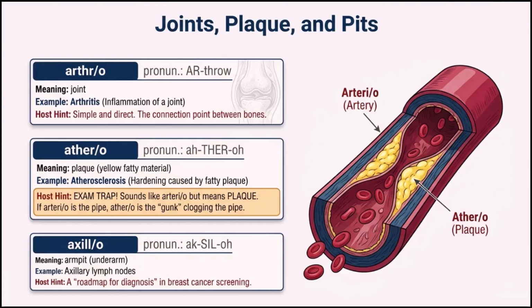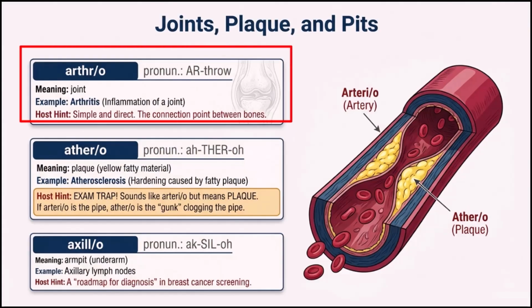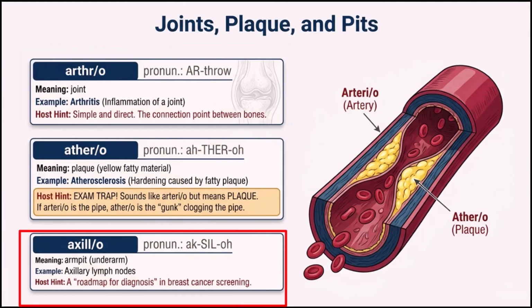Okay, shifting gears, arthro. Arthro, and that means joint. Which gives us arthritis, inflammation of a joint. Simple as that. And to round out the A list, a location. Axillo. This is the medical term for the armpit, the underarm area. Okay, why is that clinically important? It's all about the axillary lymph nodes. When screening for breast cancer, checking that axillary region is critical. It's often the first place the cancer can spread. So axillary is more than just anatomy. It's a roadmap for diagnosis.